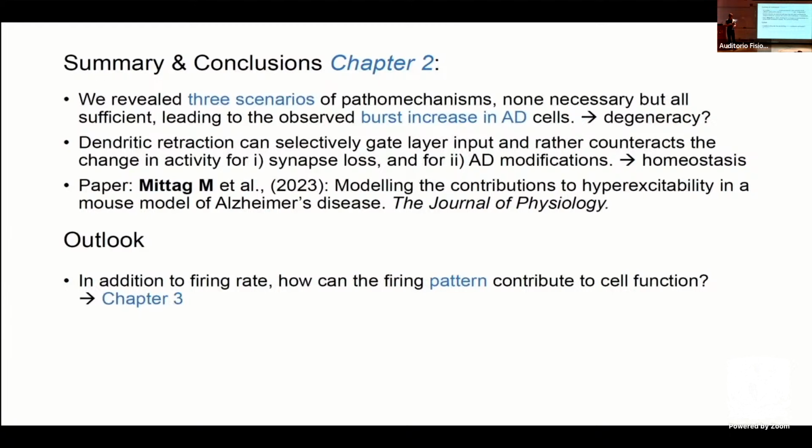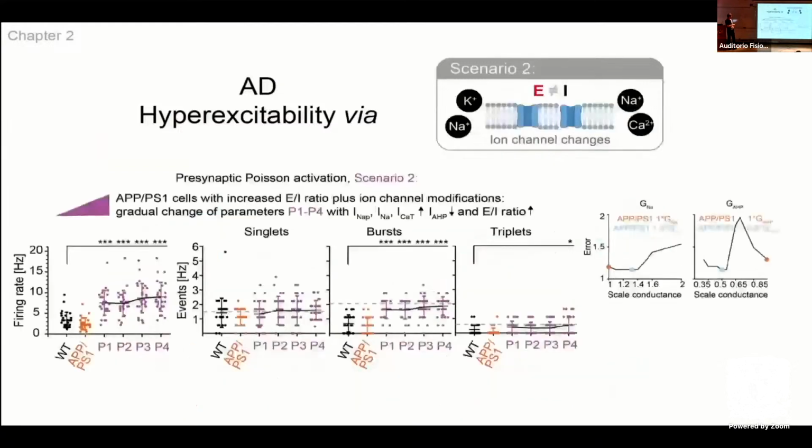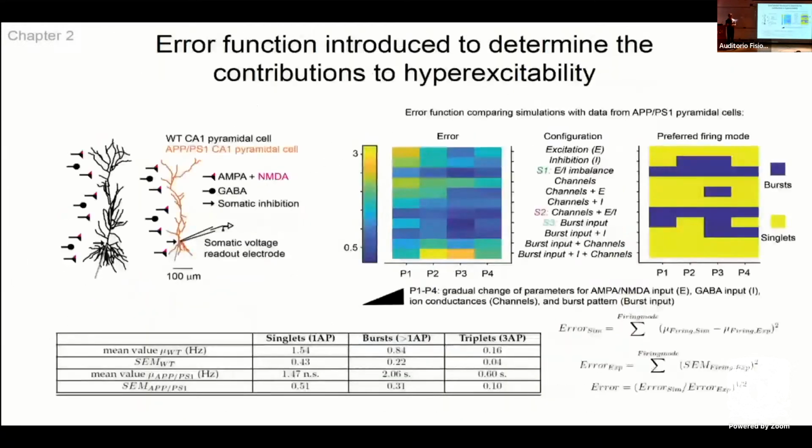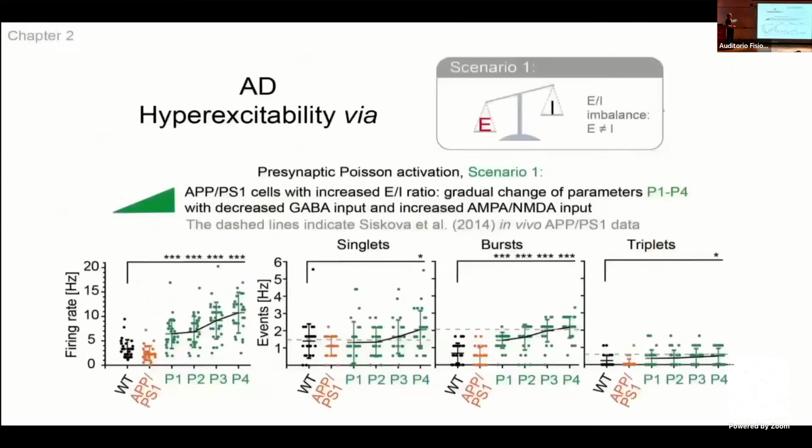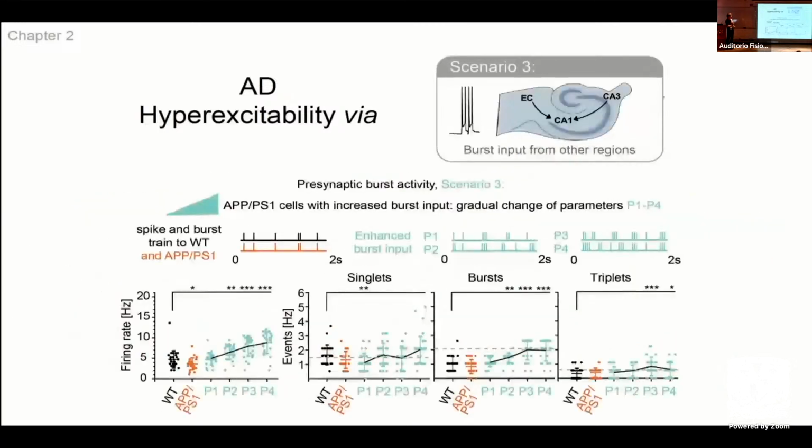But the more realistic synaptic input that I'm showing, and the different pathways, here from the entorhinal cortex and CA3 to the synapses, that's more realistic, and that does not show an increase in firing just because the cell gets smaller. Yeah, that's why we had to look for other explanations.